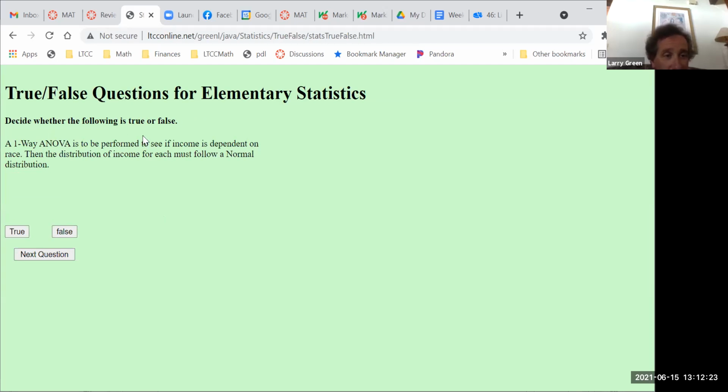So decide whether the following is true or false. A one-way ANOVA is performed to see if income is dependent on race. Then the distribution of income for each must follow a normal distribution. True or false? True. Okay, let's click true. True. Okay, normality is a requirement for two-way. Whoops, there's a typo there. It should say one-way ANOVA.